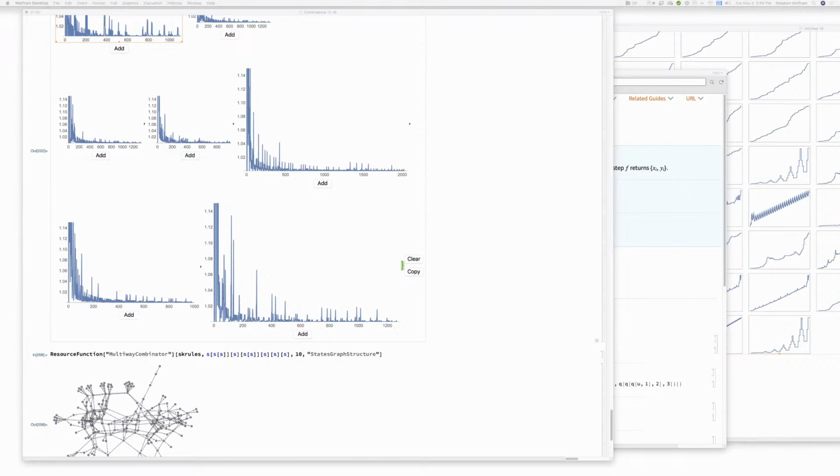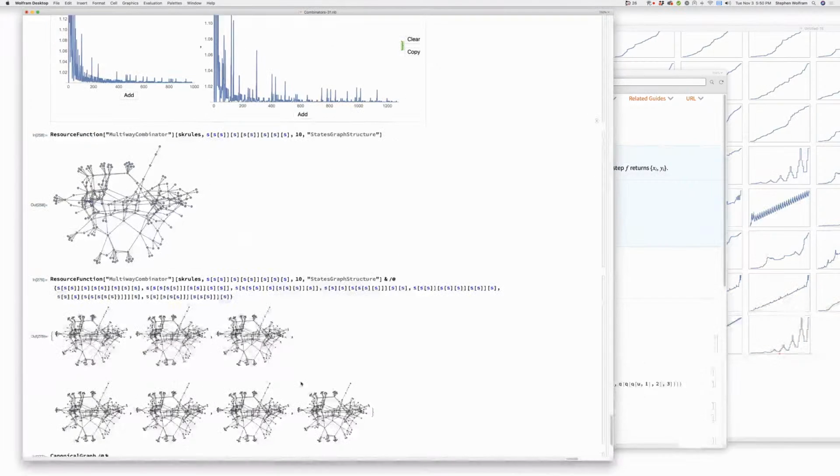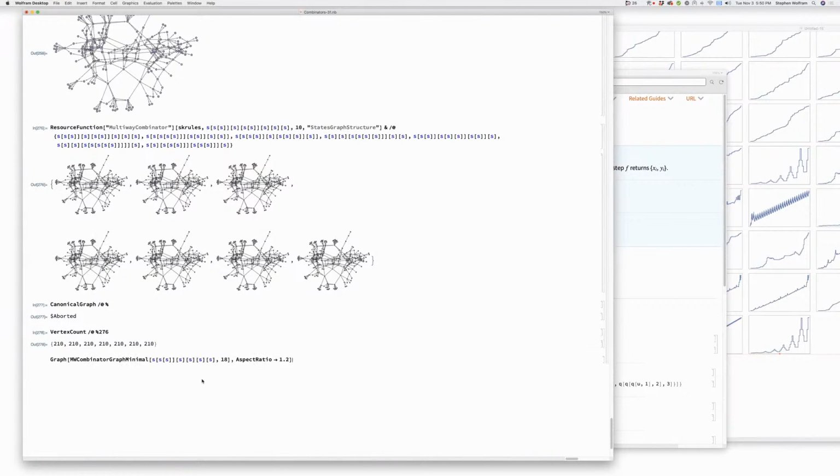I think I can do this. Actually, I need to look at something here. Yes. Okay, so this is actually going to show the leaf count of each of these things. So let's go here, 10.